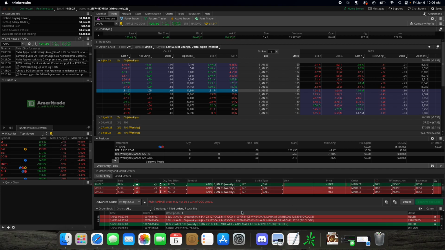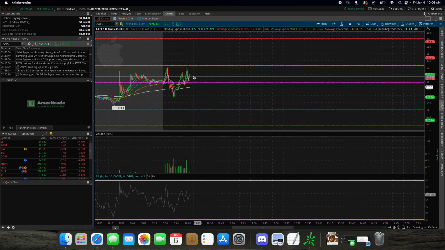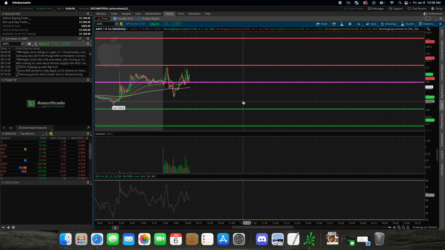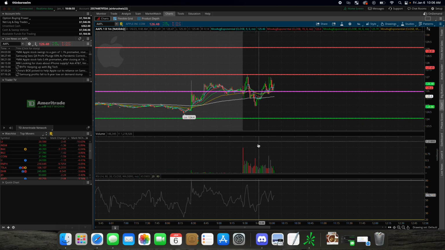All right, so now the strategy. This morning, the resistance level for Apple was at about 126.60, okay? And the support for it was at about 124.60. So pre-market, you want to keep an eye on where the stock price is. It was hovering right around 126 this morning. So getting in was a little risky.